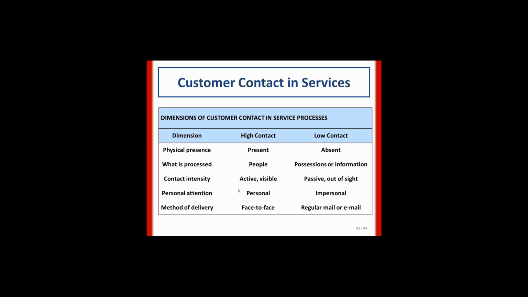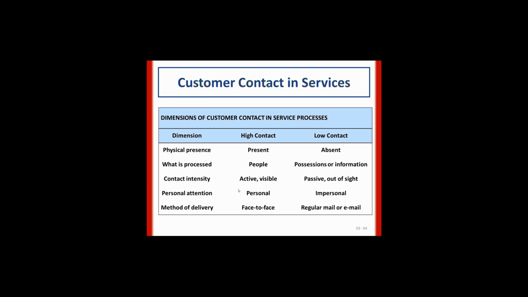As you know, service organizations are highly labor intensive, meaning that the service provider will have more involvement with the customer when they have an interface. How well they interact with each other can be described by what we call the customer contact dimensions. Customer contact has 5 dimensions.